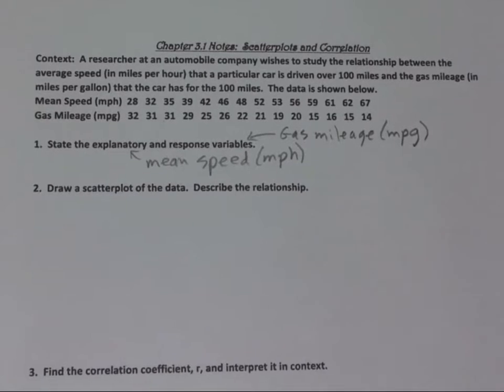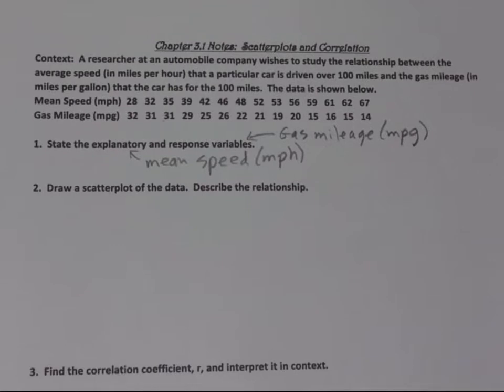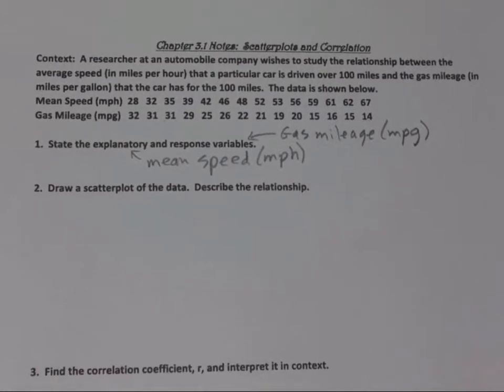Certainly most of the time they'll list the explanatory one first and then the response one second, but not always. They don't have to do that, so that could be a tricky thing. You just have to ask yourself, which variable do I think is responding to a change in the other one? That's going to be my response variable. In this case, we think that the gas mileage is responding to a change in the speed. There could be other factors involved, certainly, but how fast you go certainly appears to be affecting the gas mileage.